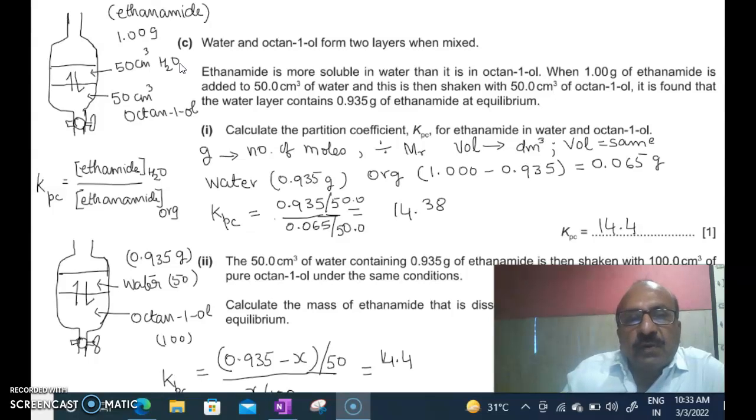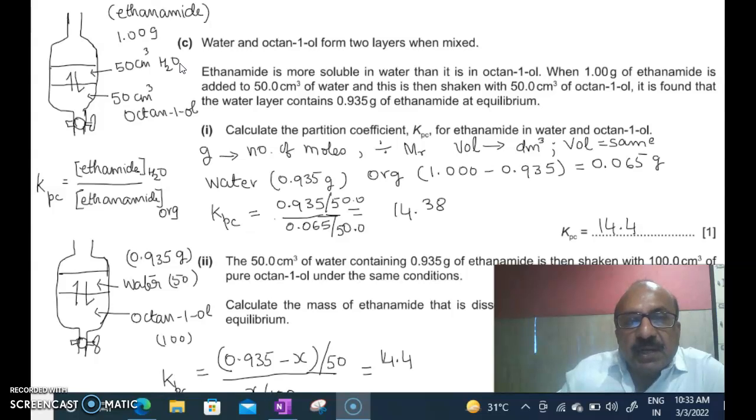Now, in order to find out the partition coefficient, we need the concentration of ethanamide in the water layer and the concentration of ethanamide in the organic layer. And to find the concentration, you should be aware that the mass is to be converted into number of moles, right? And for doing that, we have to divide the mass by the Mr of ethanamide, and then after getting the number of moles, we have to divide by the volume in dm³, and that gives us the concentration.